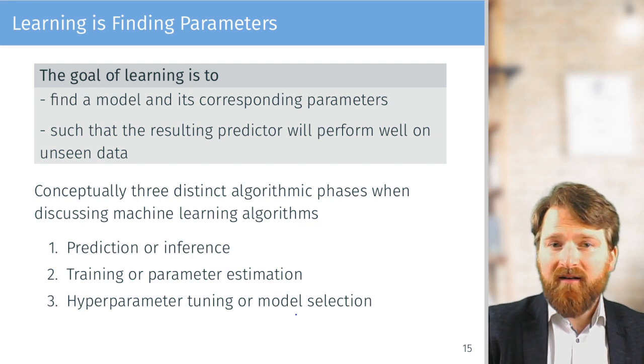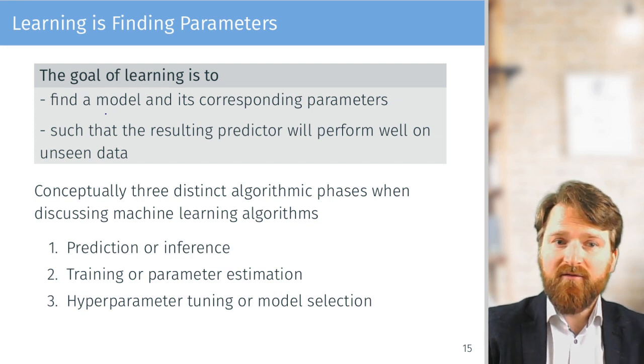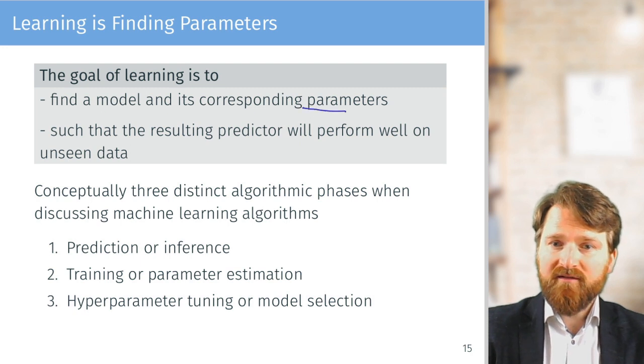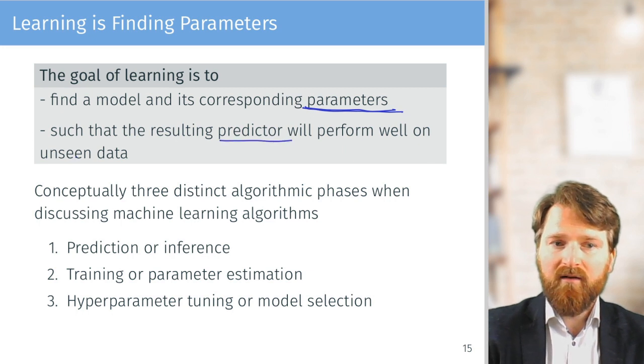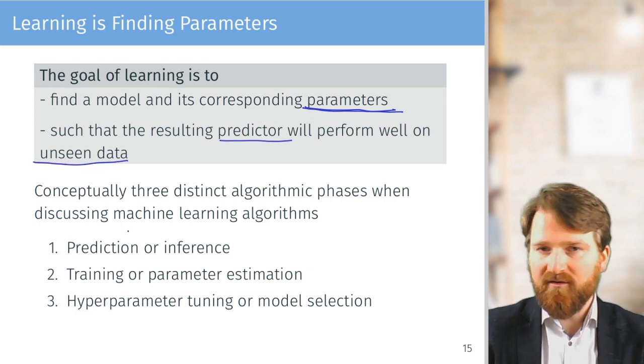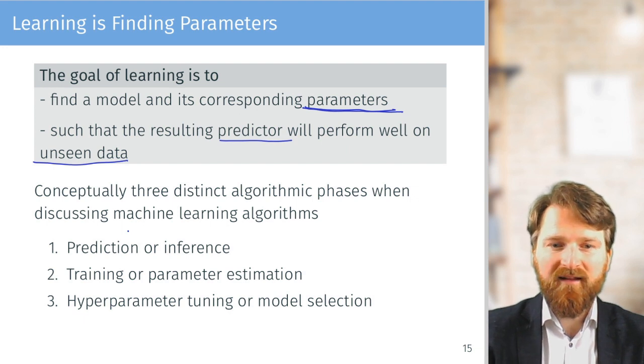So learning is finding the parameters. The goal of learning is to find a model with parameters, to fit some training data, such that the resulting predictor will perform well on unseen data. There's no surprise in that, I'm just repeating the same thing.